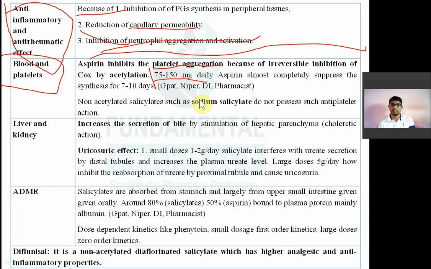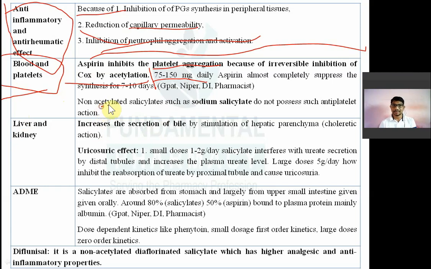Remember, it is an irreversible inhibitor of COX. It causes acetylation of the cyclooxygenase. This daily dose of 75 to 150 milligram of aspirin will almost completely suppress the synthesis of prostaglandin for 7 to 10 days, and that is responsible for platelet aggregation. So they inhibit platelet aggregation by inhibiting the COX in the platelet.